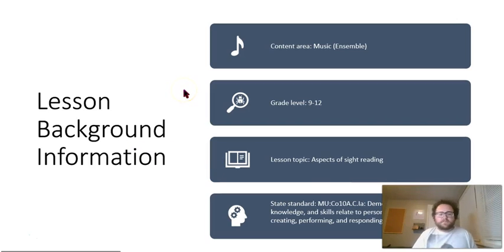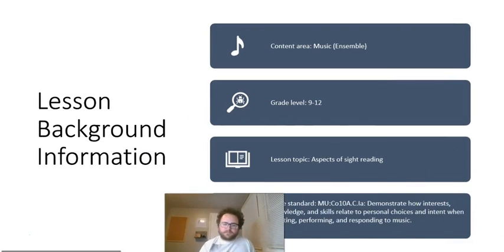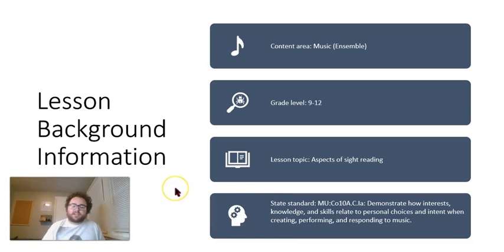Here is a little bit of background information as we're talking about the lesson. My content area is music in an ensemble, which would be secondary, middle school through high school. But the grade level that we're particularly talking about is 9 through 12. That would be the optimal setting for this lesson. It can be any of those grades, really.